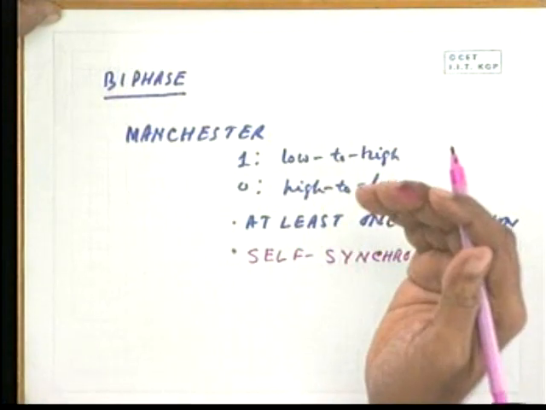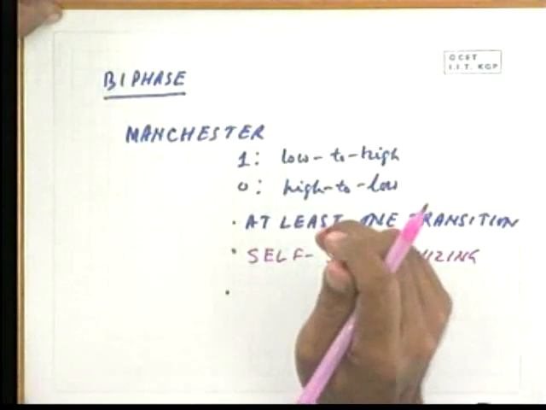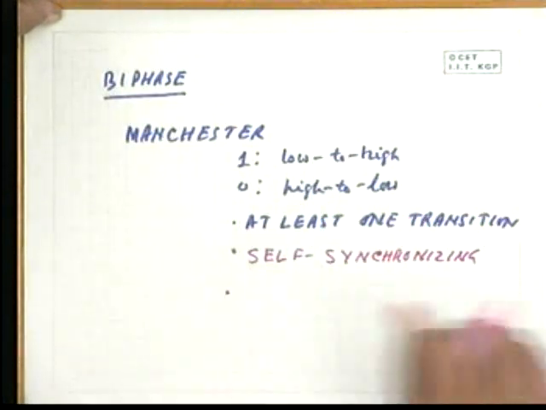By self synchronizing we mean the number of transitions is so high at the receiving end, the signal can be very easily regenerated, the clock can be very easily regenerated. That is why it is called self synchronizing. What about the spectral density? Let us look at it.